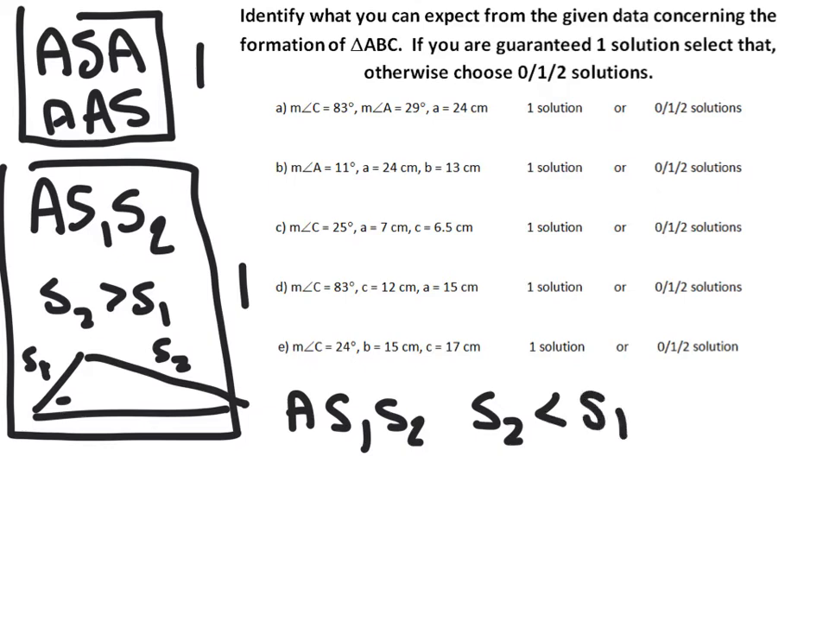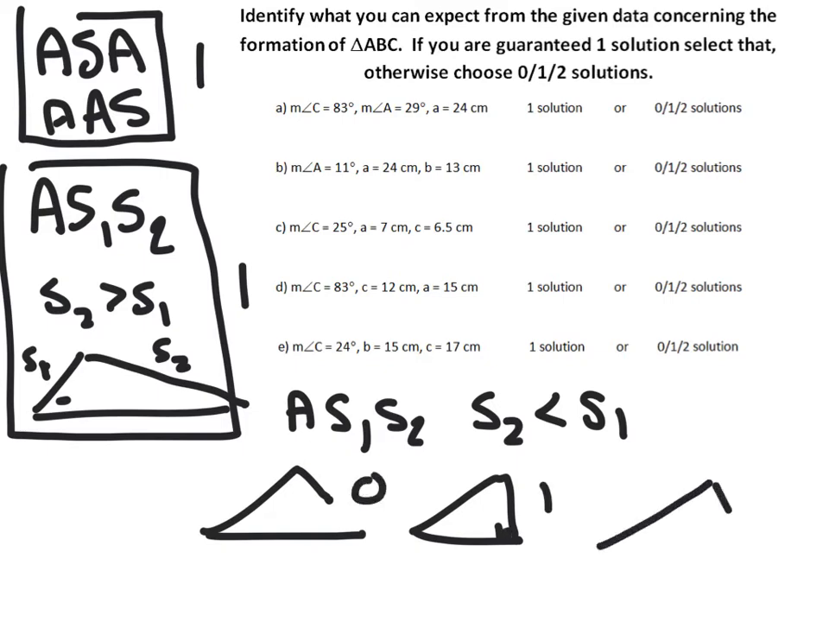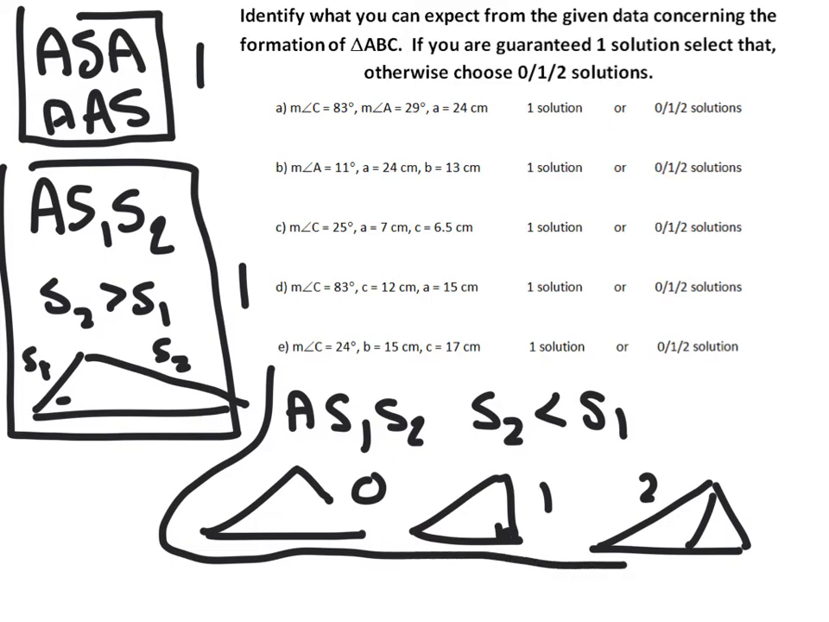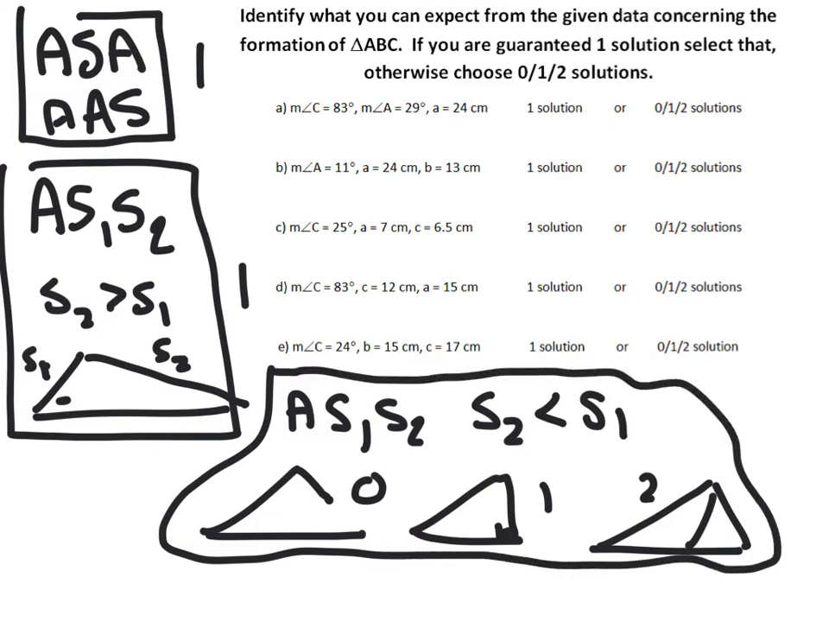You could get no answers. You get that funny case like this. You could get one answer like this. So you get 0, 1, or you might even get the funny case where the side swings and you might get 2. So this is the group that causes us a little concern. Let's go through and see if we can figure out what we can expect.